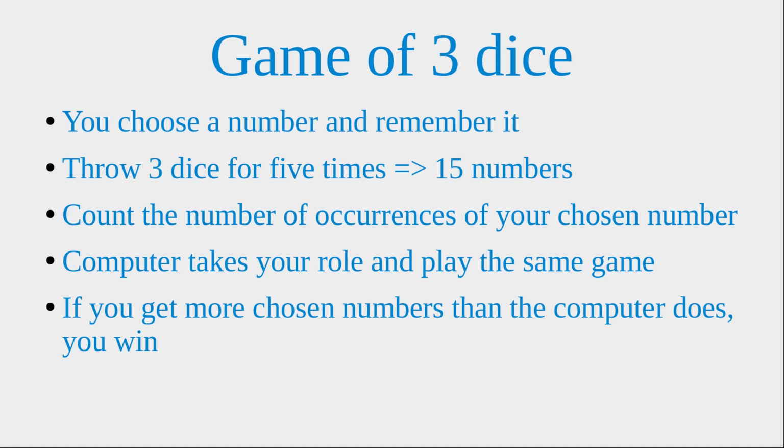So altogether, I would have 15 numbers coming from the 3 dice. And I would count the number of occurrences of my chosen number against those 15 results. And then the computer would take my role and play the same game. So the computer would also get the number of occurrences of its chosen number out of the 15 tosses. If I can get more chosen numbers than the computer does, I would win the game. Otherwise, the computer would win the game.